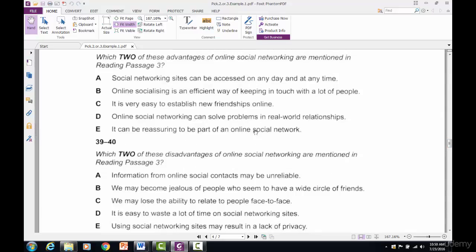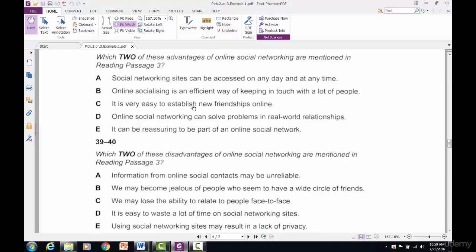Okay? As I was going through the passage, I saw nothing that said it could be very easy to establish new friends online. The thing that makes this hard for you is that for 37 and 38, A, B, C, D, and E are all advantages. They're all advantages. But the key thing is what advantages are mentioned in the reading passage. That's what makes it really tricky, really difficult, is that all of those are advantages.